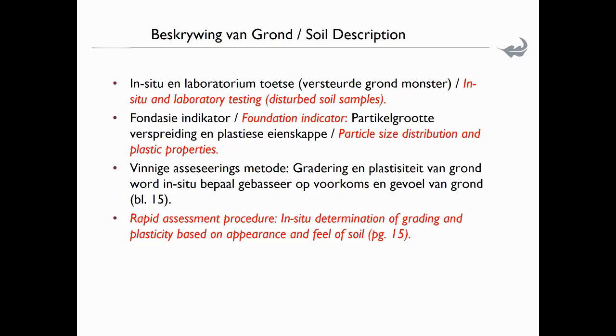The rapid assessment procedure is an in-situ determination of grading and plasticity based on appearance and feel of soil. In other words, you go out to the field, you describe the soil as you see it, what it looks like, what it feels like, and yes, even what it tastes like. For instance, if you take a bit of soil and you rub it on your finger and you rub your finger against your teeth, if it's not gritty, then you know you're dealing with a clay, and depending on that amount, you can actually determine even to some extent the percentage of clay. If you can feel it and it's gritty, then you're dealing with a sand or a silt.